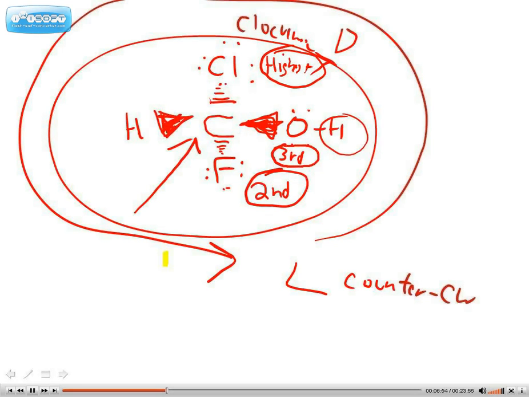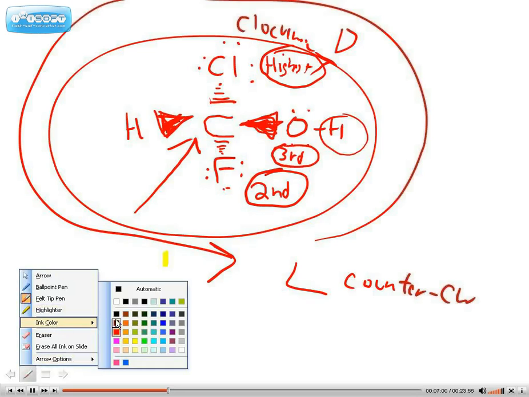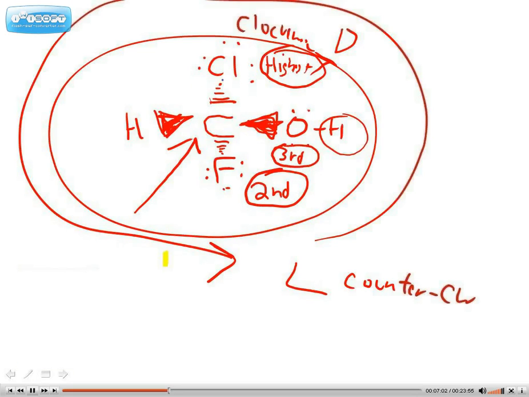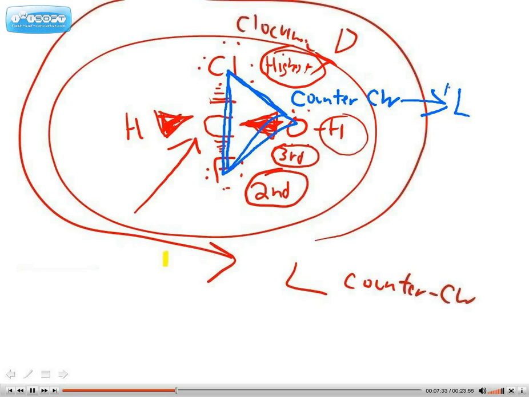So in this case, using this structure, I'm going to use a blue pen. We would start off with chlorine and we would connect the dots. We would go this way, all the way down to fluorine and then to oxygen. So in this case, we're going to the left, or counterclockwise. So to start us off, it looks like we would be going in the L direction.